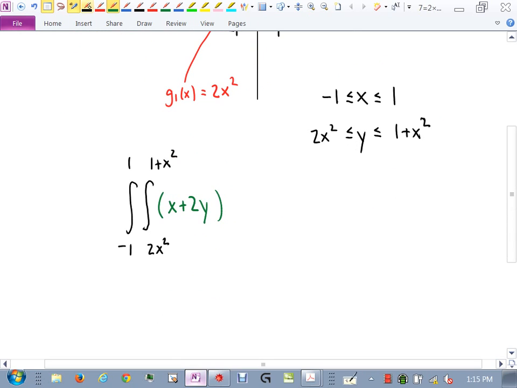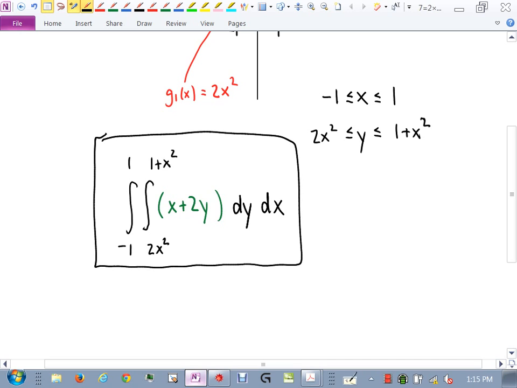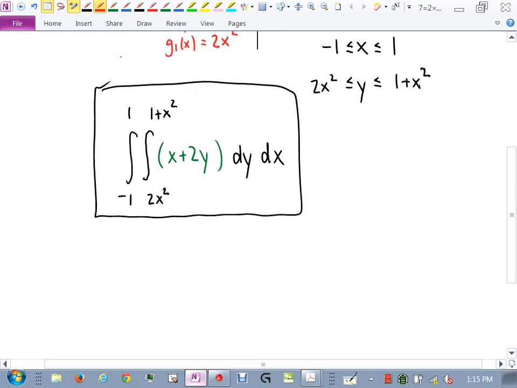And then I integrate with respect to what first? dy, right? So dy and then dx. This is the integral that we're going to evaluate now. The double integral. So let's work with that inner integral first.